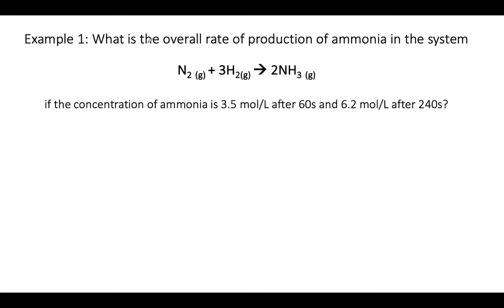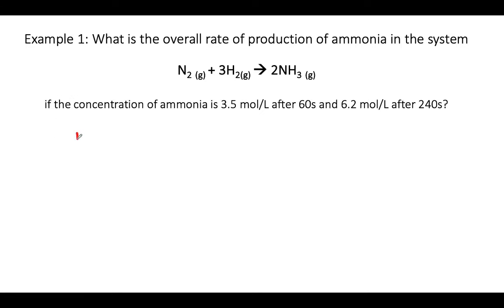So the question is asking you, what is the overall rate of production of ammonia? So this is ammonia in this system. So this particular reaction, notice that it's already balanced, so we don't have to do that. If the concentration of ammonia is 3.5 moles per liter after 60 seconds and 6.2 moles per liter after 240 seconds. So given this information, I need to find the rate of production of ammonia.